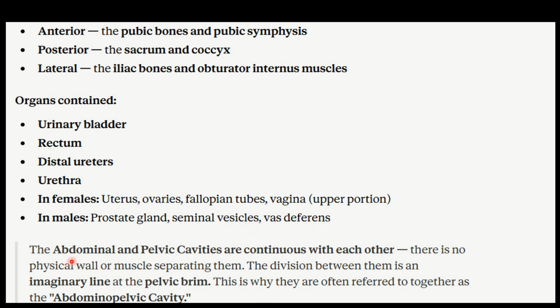Here is one important thing: the abdominal and pelvic cavities are continuous with each other. There is no physical wall or muscle separating them. The division between them is an imaginary line at the pelvic brim. This is why they are often referred to together as the abdominopelvic cavity. Clear? So I think this part is clear to all of you.